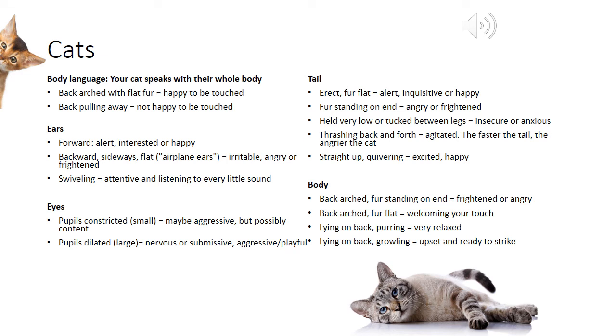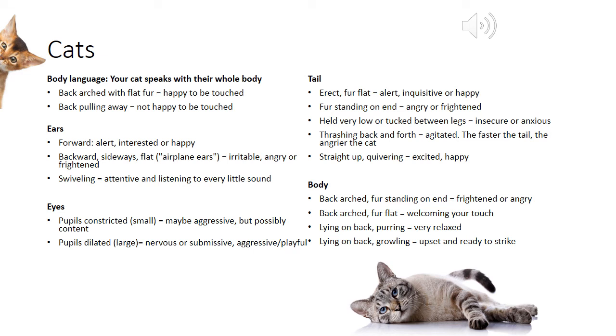So like I said, some of these ideas are a little bit contradictory, a little bit confusing. So cats are not easy to read. Their tails: if their tail is standing up and if the fur, the cat hair is called fur, is flat, it means they are alert or inquisitive or happy. But if the fur is standing on end, it possibly could indicate that they are angry or frightened.